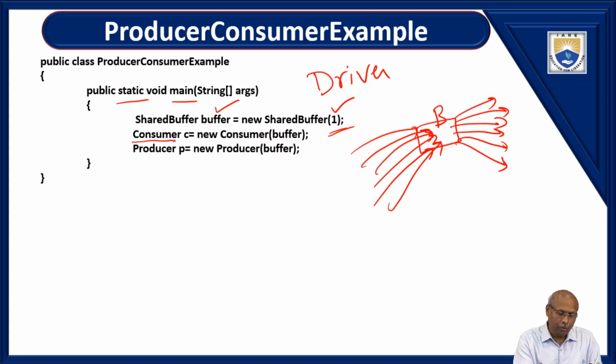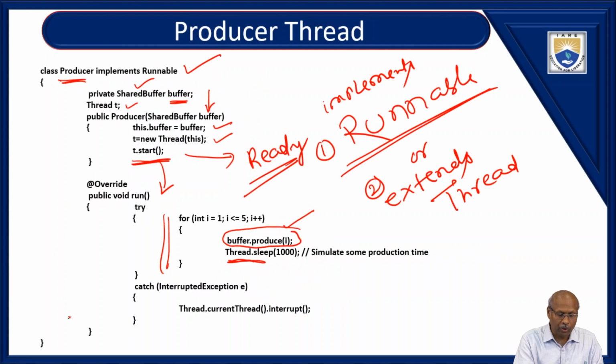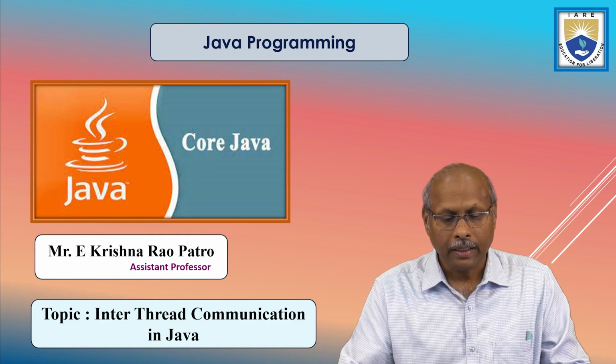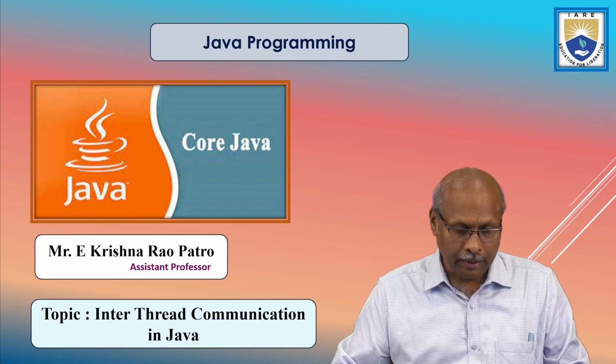Then produce one consumer thread and producer thread. Both the threads are there. Once the thread is there, then it will say start. Once you say start, this method will run. Similarly in producer also, this method will run. Now it will work. Okay, so this is the way it works. Let us see how it works. I'll show you in the system.